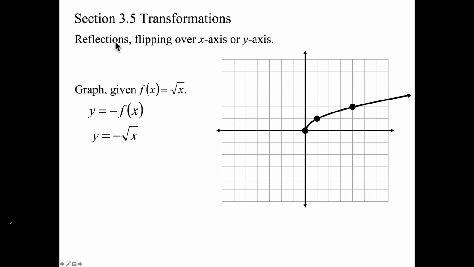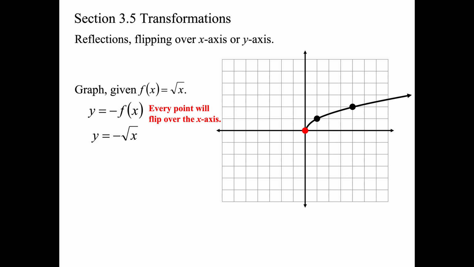Now, let's talk about reflections or flips. This happens when you multiply by negatives. So here, if we have the square root of x as our function graph, we saw this one earlier, 0, 0, 1, 1, 2, 4. If we multiply a negative to the outside of my function, that's going to change your y coordinates because it's outside. So that means this point has to flip over the x-axis. Well, wait a minute. It didn't change.